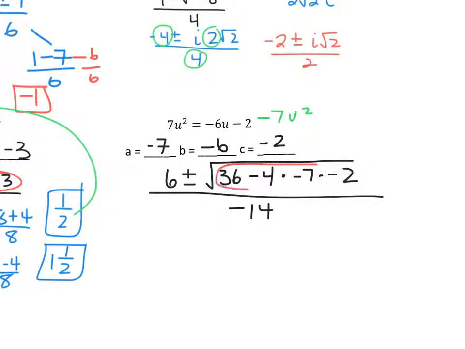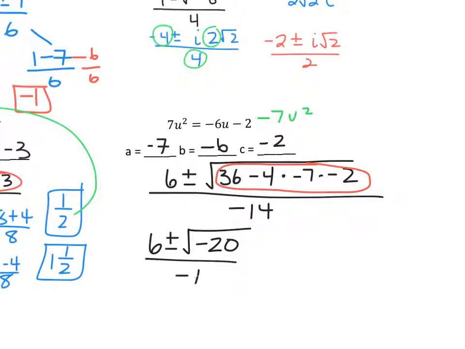So I'm going to do this. 36 minus 4 times negative 7 times negative 2 is negative 20. So it's going to be 6 plus or minus the square root of negative 20 over negative 14.